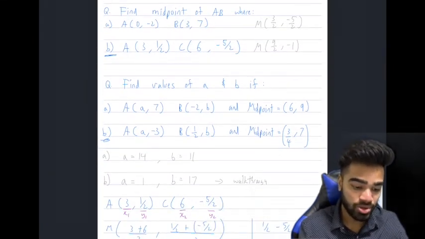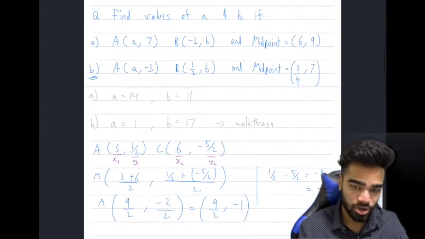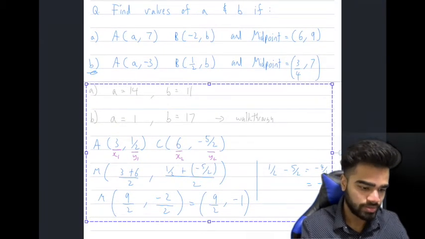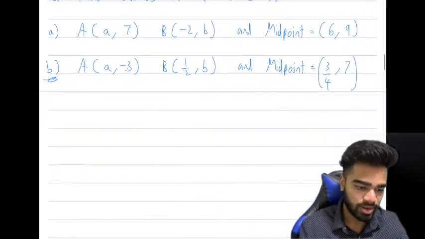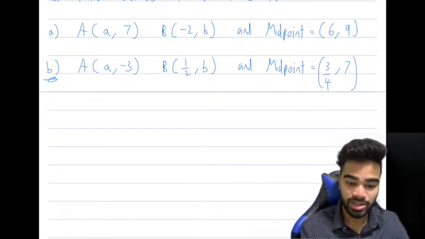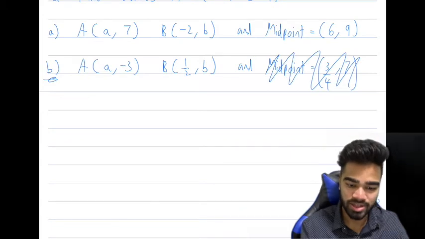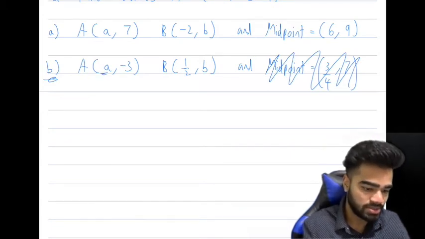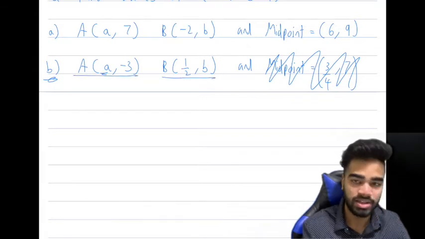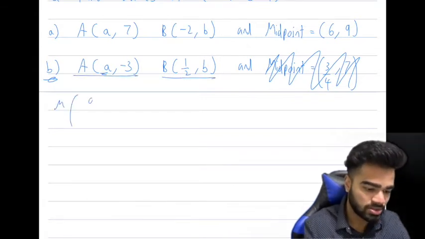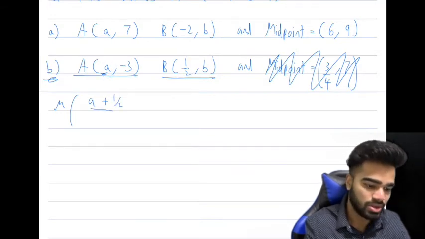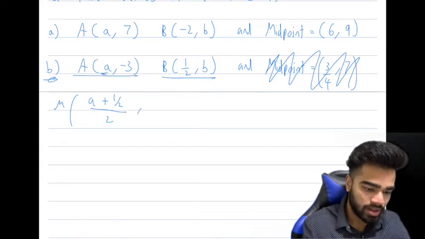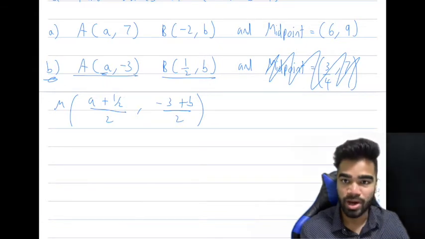Now I'm also going to do the next question, part B, so pay attention. So, just make some space. All right, part B. So again, we need to use the midpoint formula. Like I said in the previous question, I showed you the example. Pretend that this midpoint doesn't exist. And what I'm going to say is find the midpoint between A and B using the formula. Okay, so the midpoint is going to be a plus 1 over 2, because x1 plus x2 divided by 2. And the y coordinate is negative 3 plus b divided by 2. Okay, so y1 plus y2 divided by 2.